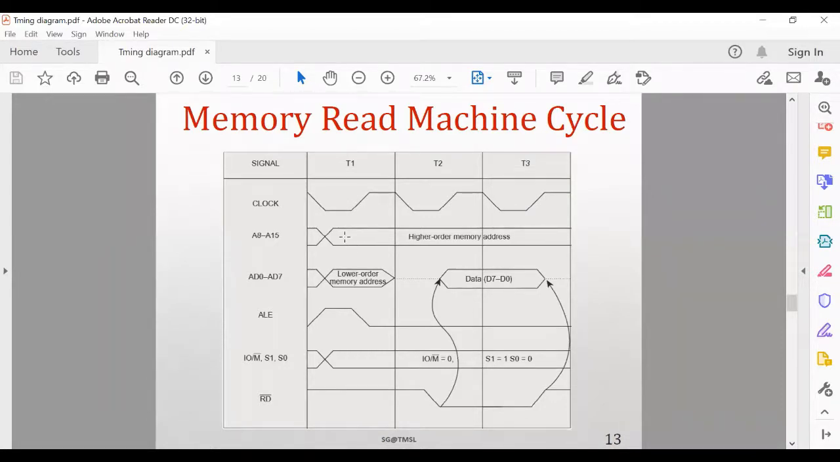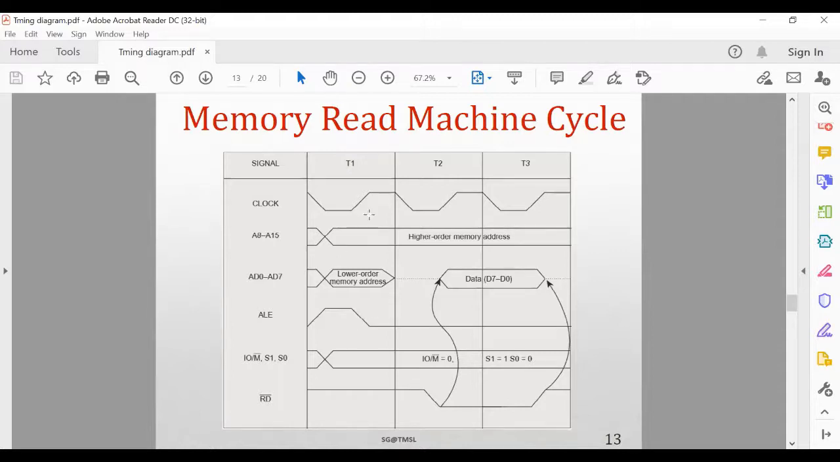The address must be transferred over here at the T1 T state. When the ALE signal goes high, at that time the read bar signal is deactivated and the IO bar S1 S0 signals will be changed according to the table which I have shown you earlier. So it will be 0 1 0.